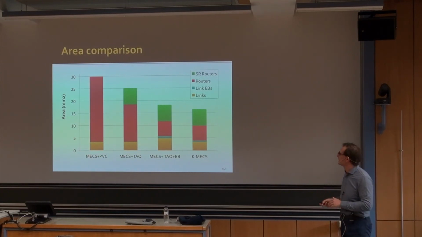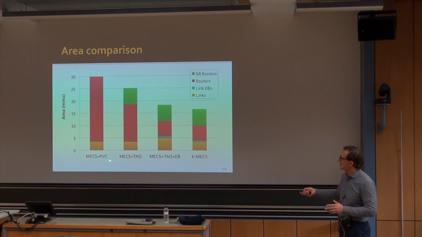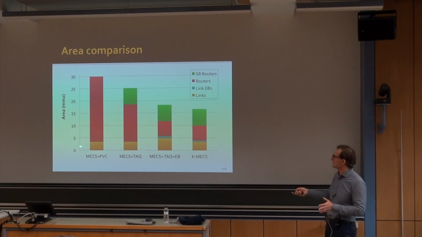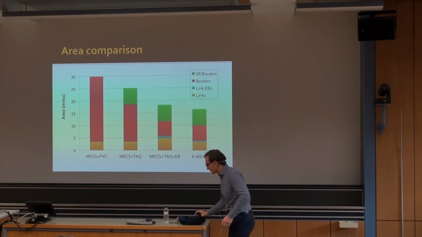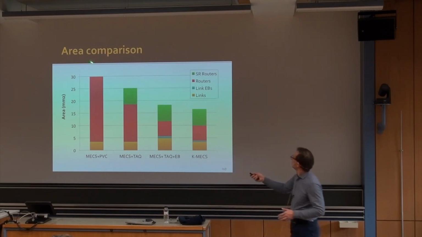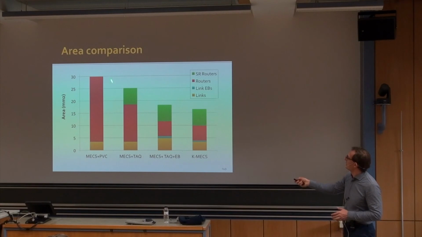So if you actually do all of this, this is a baseline network. It's very optimized actually. This multi-drop express channels plus this preemptive virtual clock quality of service mechanism that we had developed. Basically, router area is huge, as you can see. If you use what we've discussed, you actually reduce the router area, overall area, network area significantly.